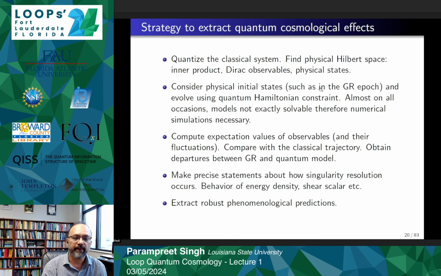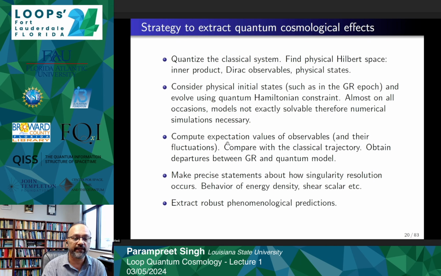But the idea is more pragmatic: we know we live in the GR epoch. So let's take a state now as our physical initial state and evolve that state using the quantum Hamiltonian constraint, which we'll obtain from the first bullet point, and evolve it backward towards the Big Bang, and see what happens. Almost on all occasions, the model will not be exactly solvable. One will need to do a lot of heavy numerical simulations, but fortunately, in at least one loop quantum cosmology case, we were able to find an exactly solvable model, and we were able to answer all the questions analytically.